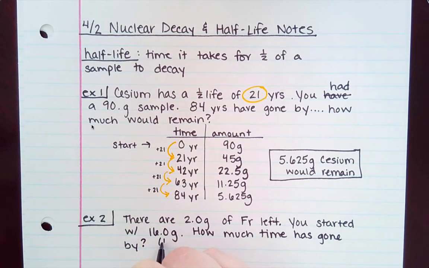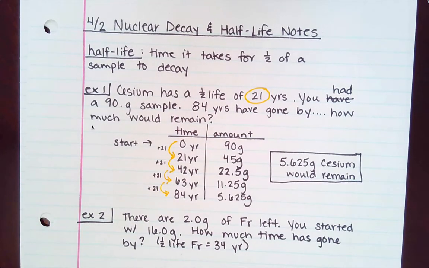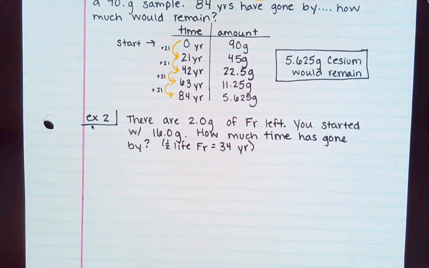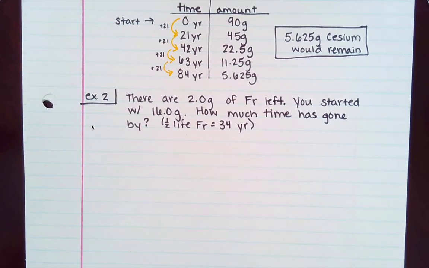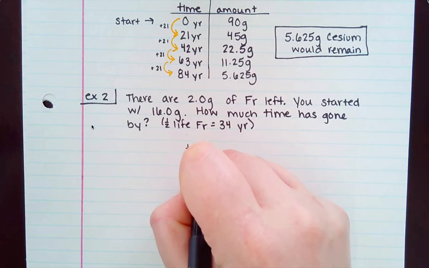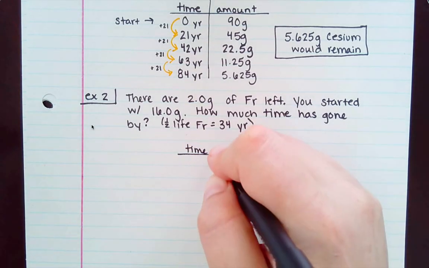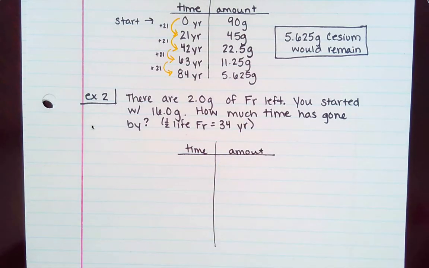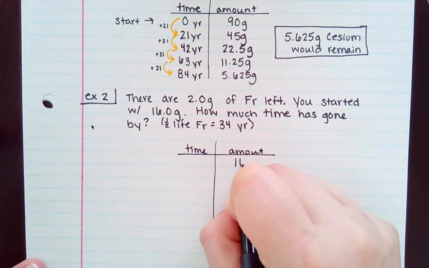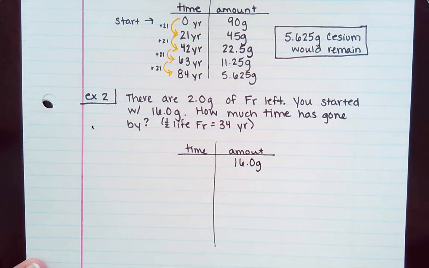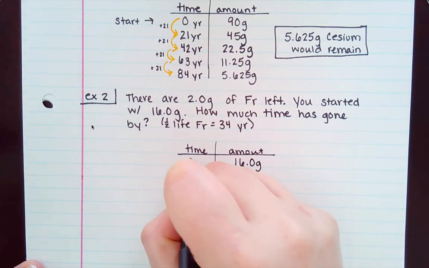The half-life of francium is 34 years. All right, so they want to know how much time went by. So I'm going to make my chart again, time and amount. And it says I started with 16. And the start is always going to be times 0.